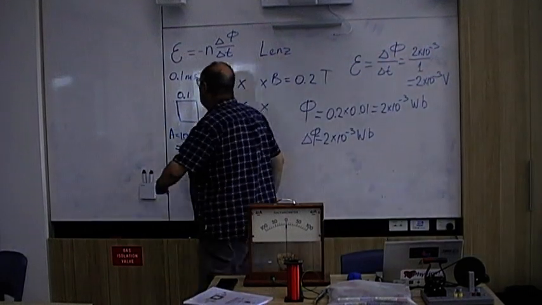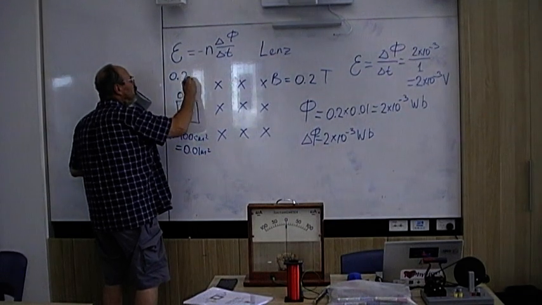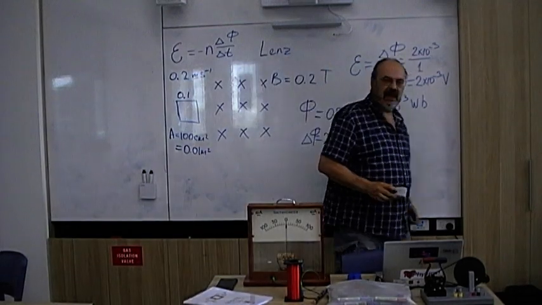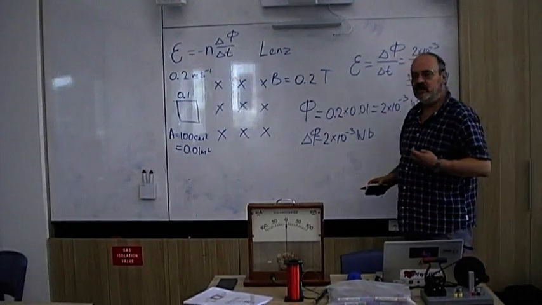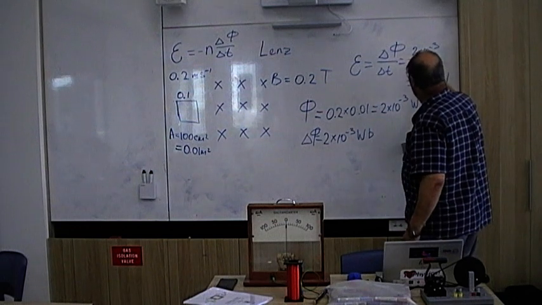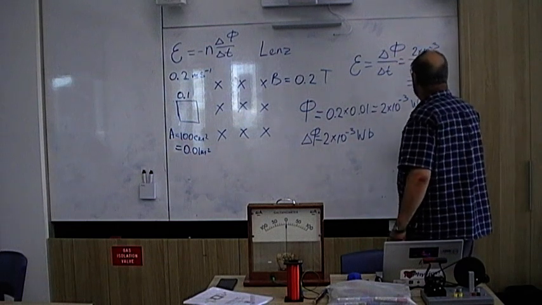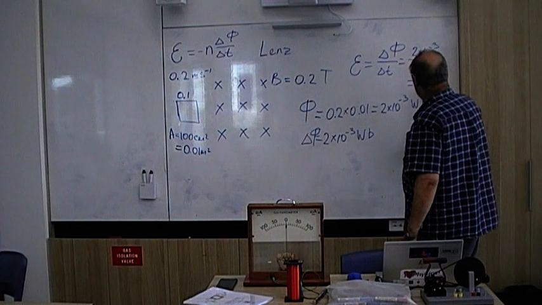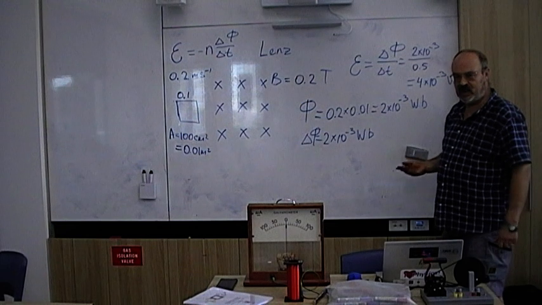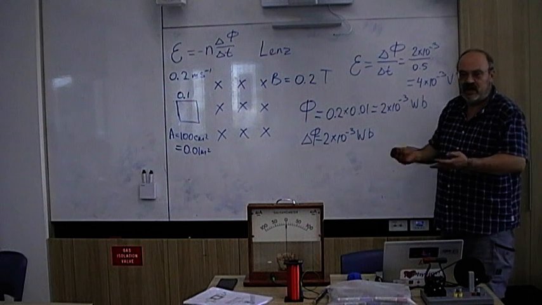Okay, let's make it move faster. Let's make it 0.2 meters per second. How long will it take then to get it completely inside? Half a second, 0.5. And that now becomes not 2 times 10 negative 3, but 4 times 10 negative 3 volts. Make sense? So Weber is not volts; because we divided by 1, we get the same number.